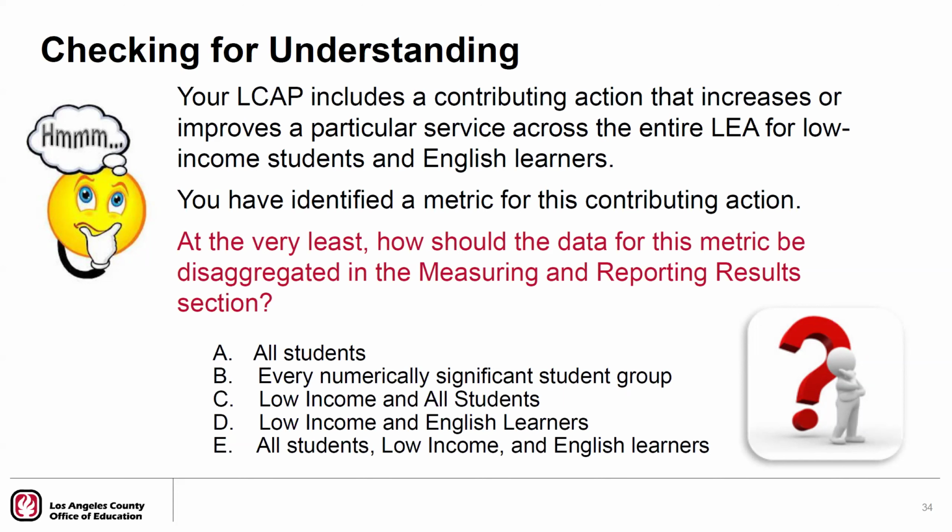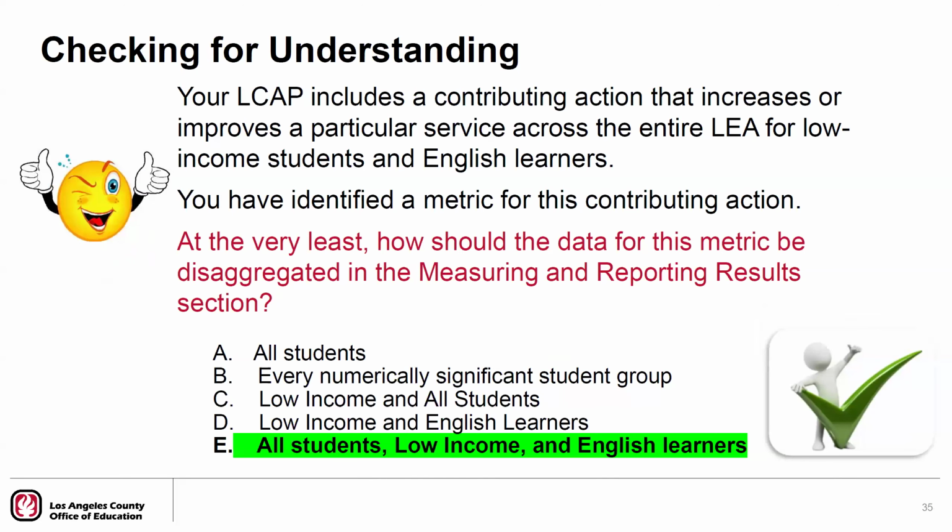I see great answers. Thank you for your participation. And if you answered E, give yourself a pat on the back. You are correct. At the very least, any LEA-wide or school-wide contributing action must identify a metric that is disaggregated by the all student group and the unduplicated student group or groups for whom the action is principally directed.